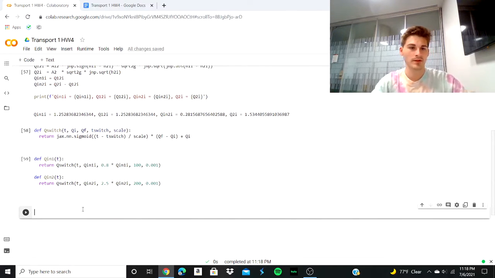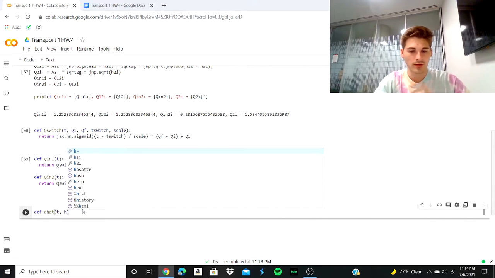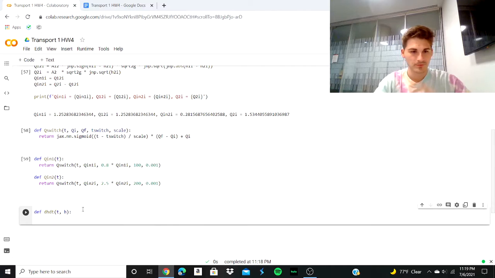And so now we have functions that will model the flow rates and how they change after a specific amount of time. And so from here, we can define the changing of height of the liquid in our tanks with respect to time. We can do this with another function. It's a function of time and height. And in this, we're going to eventually return the heights of our first and second tank, and we're going to return them in an array.